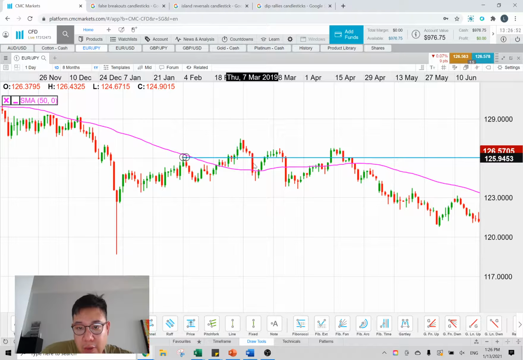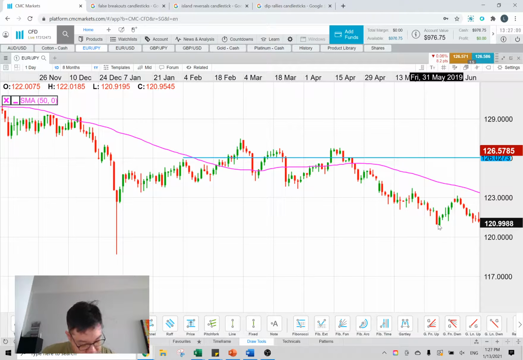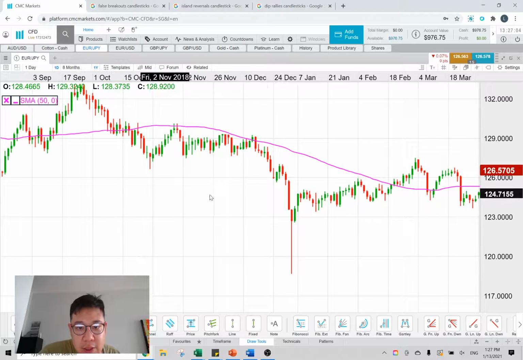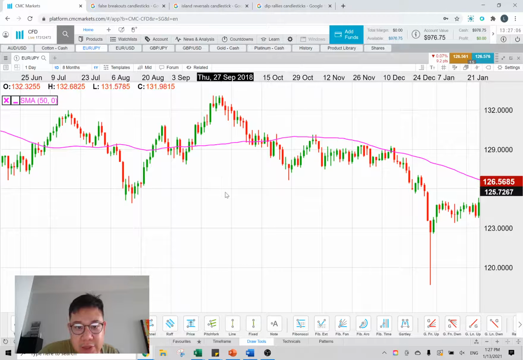So it went down quite a lot, and then it retraced. But ever since then, it didn't go back up. It just went all the way down. So it is actually very strong when you have a strong resistance line, as in the straight line.